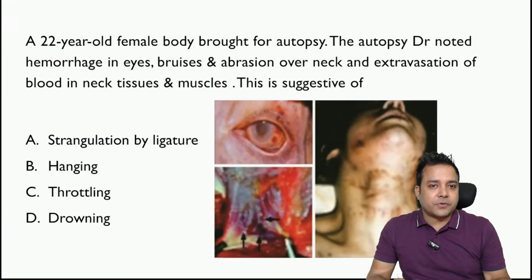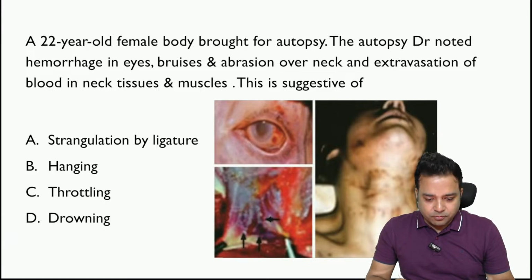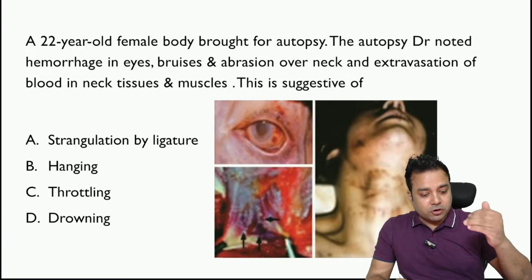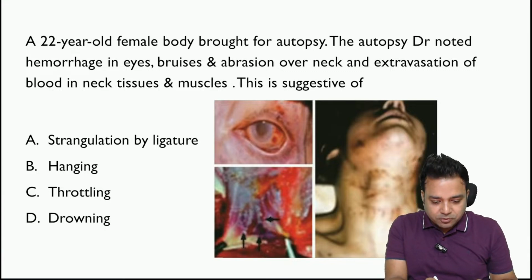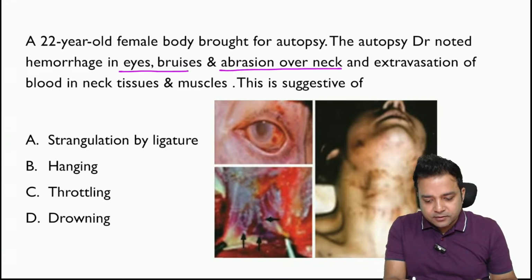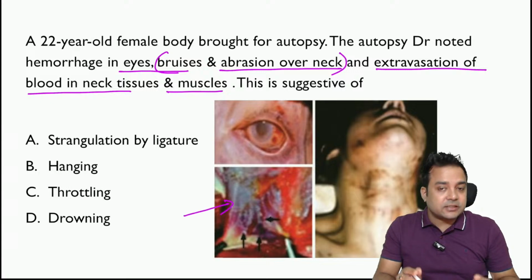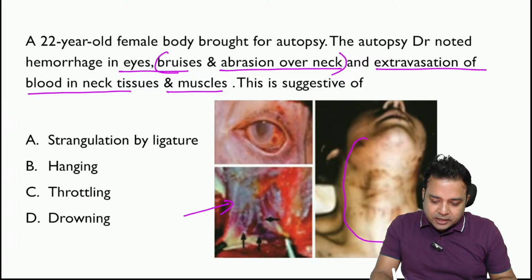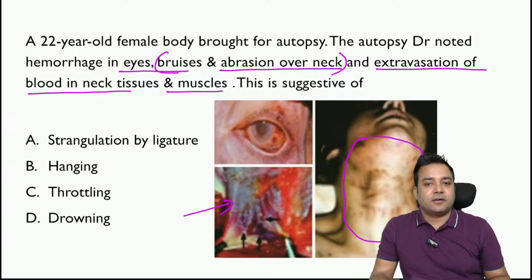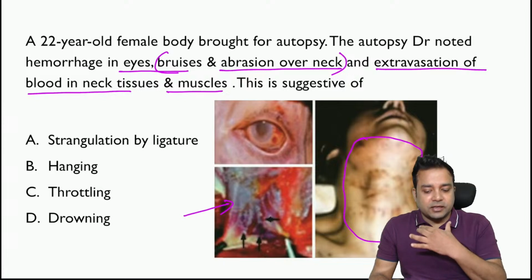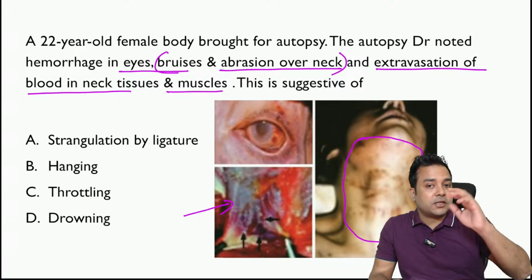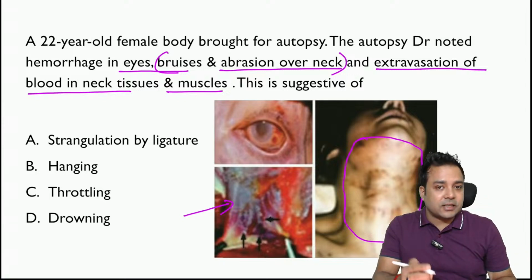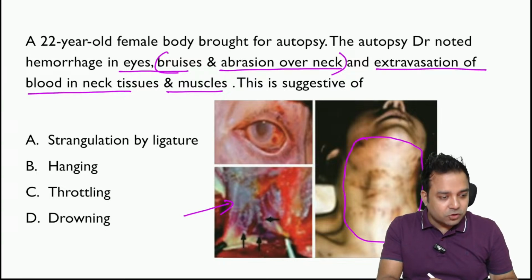Now, next question. A 22-year-old female body was brought for autopsy. The autopsy doctor noted hemorrhages in the eyes, bruises and abrasions over the neck, and extravasation of blood in the neck tissues and muscles. Nothing will be visualized in these internal finding images. Externally, you can appreciate that the findings are mainly present over the front and lateral side of the neck, in the form of abrasions and bruises, plus hemorrhages in the eyes. Take your answer towards throttling cases.